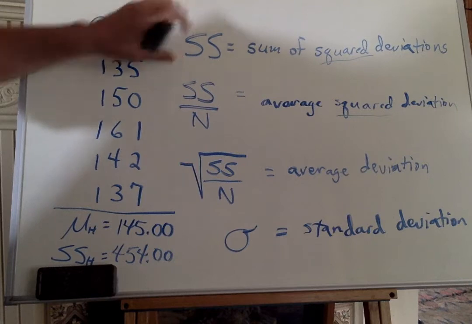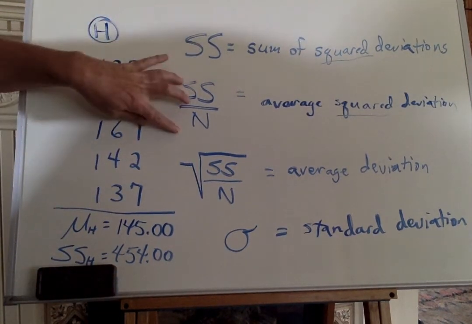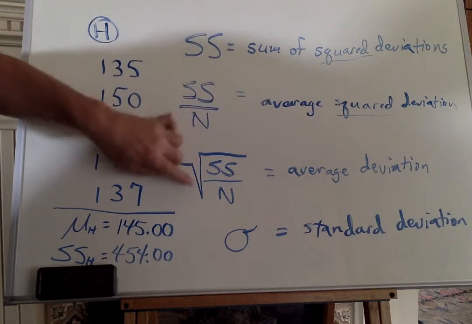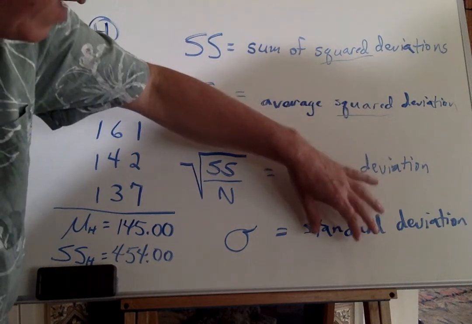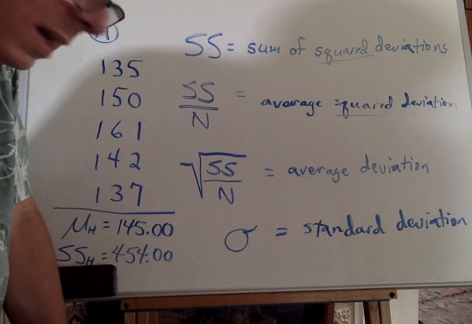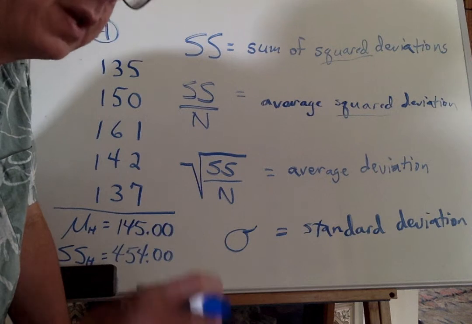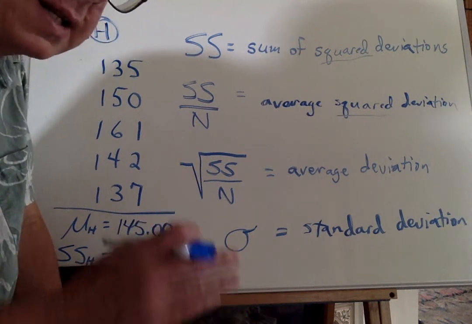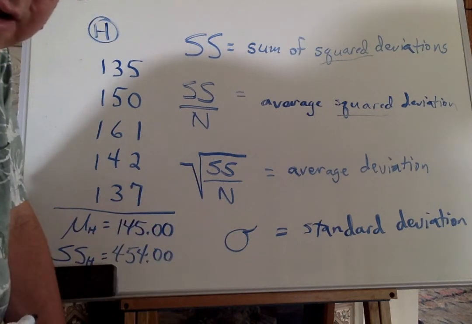We started with our sum of squares. If we divide by n, we get the average squared deviation. I'm going to undo the square. This gives us the average deviation. Standard deviation is the average deviation. And here's the concept: it is the average amount that scores deviate from the mean.